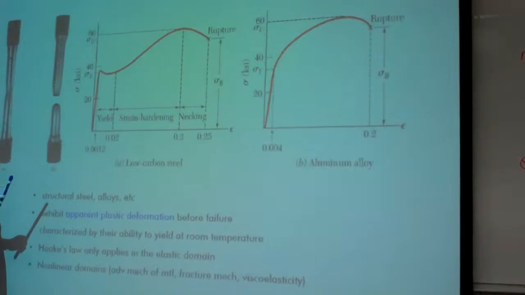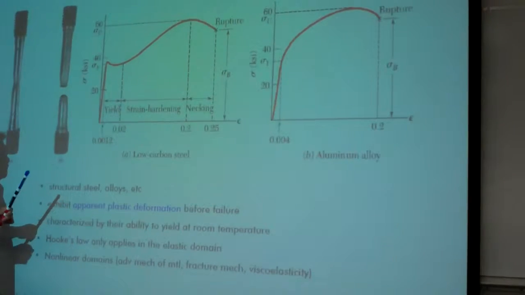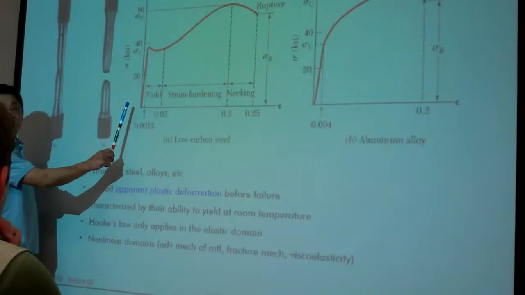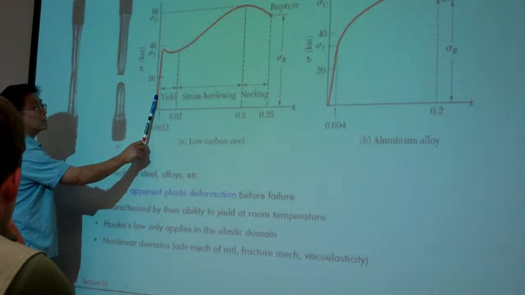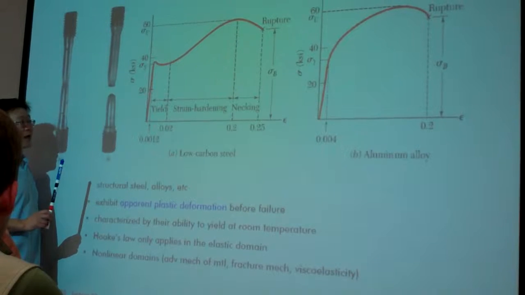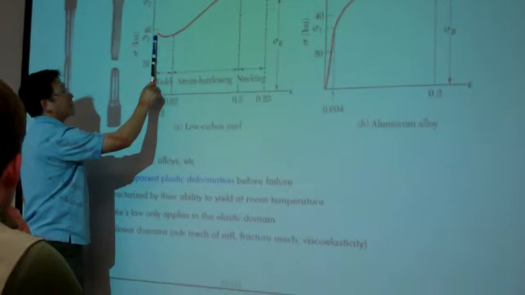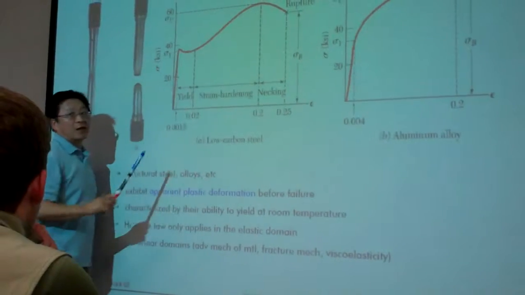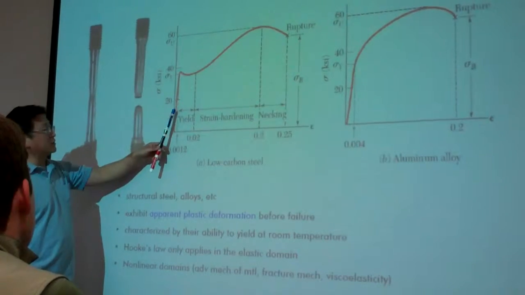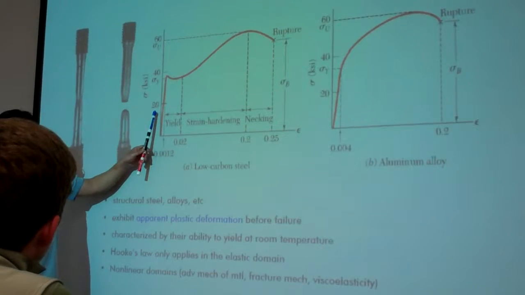In particular, for those curves, we have two basic regions. In a very narrow region here, most of the time we will notice the curve is actually a straight line. Beyond that range, the curve becomes nonlinear. And in our ES 331, this narrow range is our focus. We call it the elastic range.